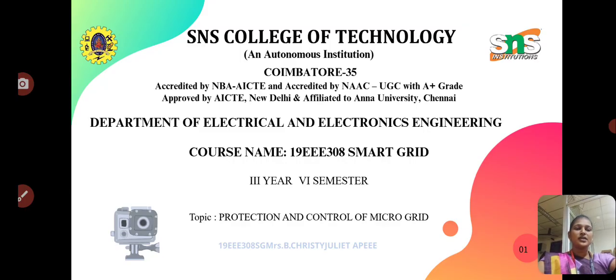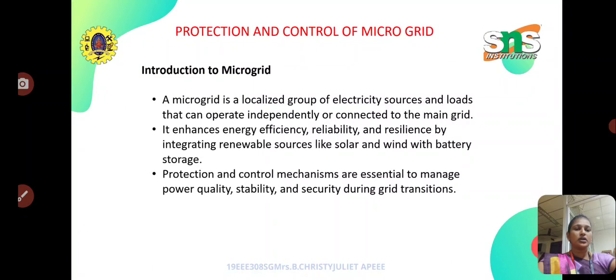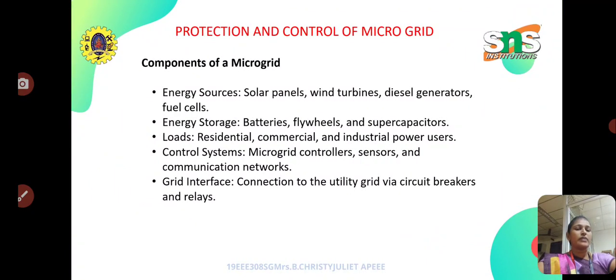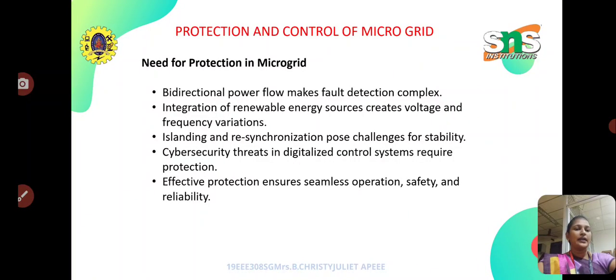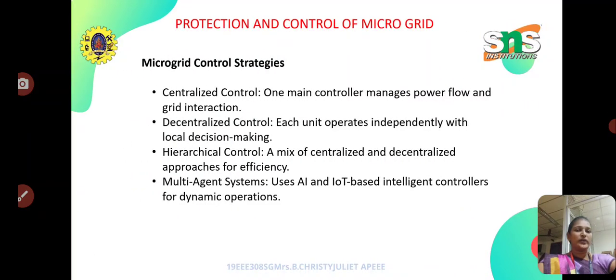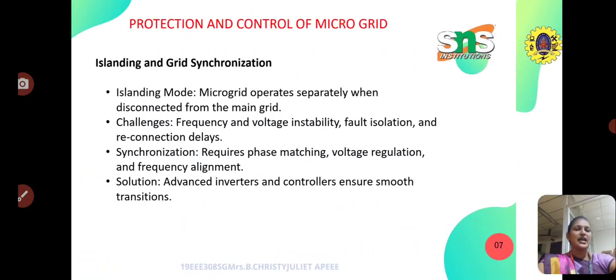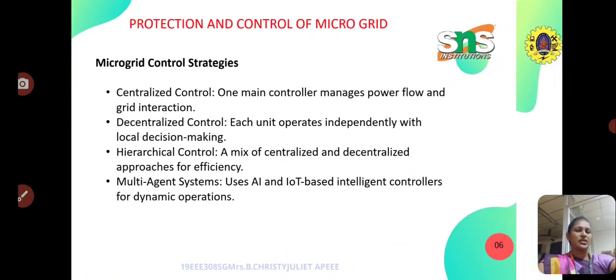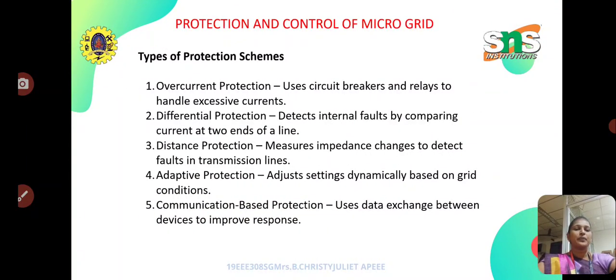So in this video series we are discussing the protection and control of microgrids. In the first video we saw what a microgrid is, and then we discussed its components, and in the previous video we discussed the need for protection in a microgrid. So in today's video we are going to discuss the types of protection schemes we can give for a microgrid, along with the microgrid control strategies and islanding and grid synchronization. So let's dive into the topic.